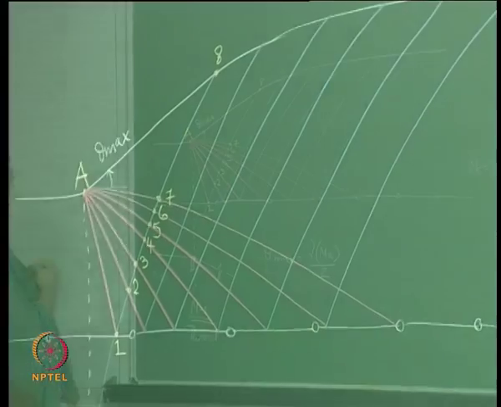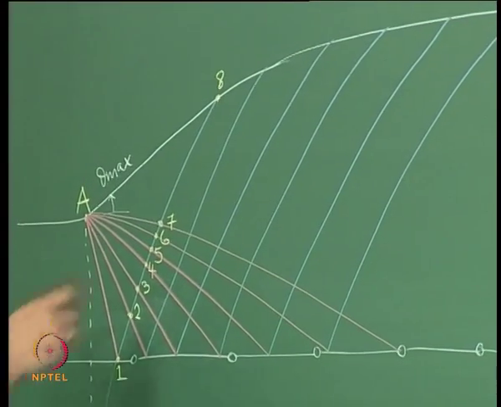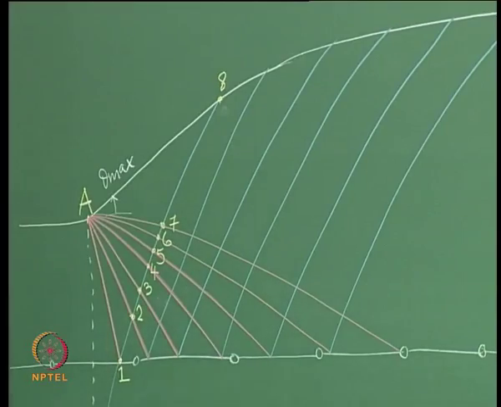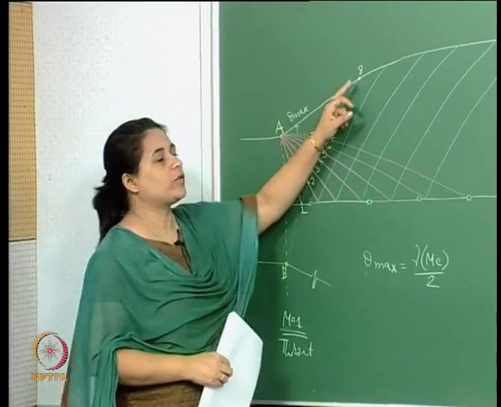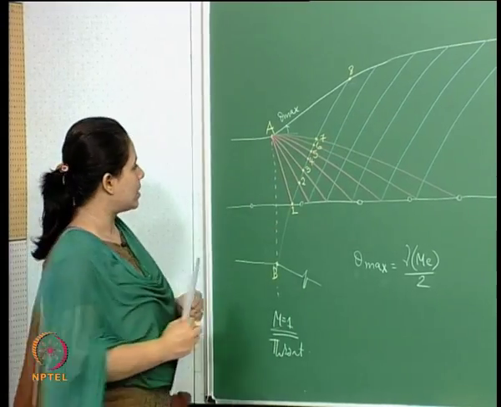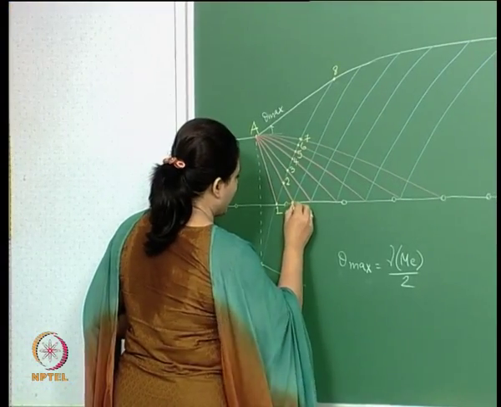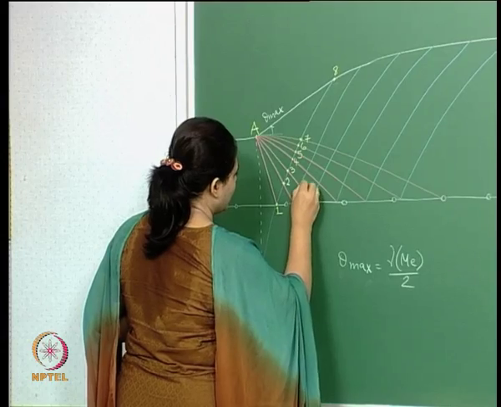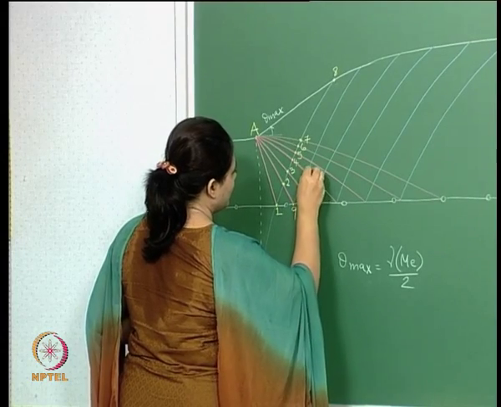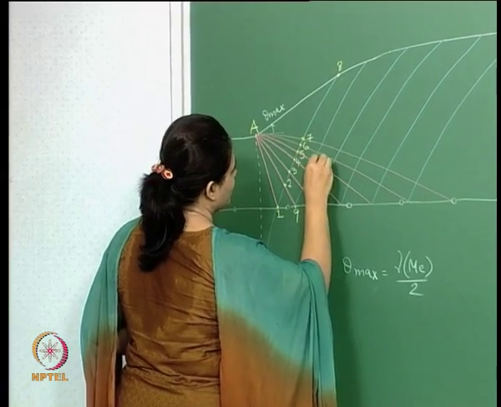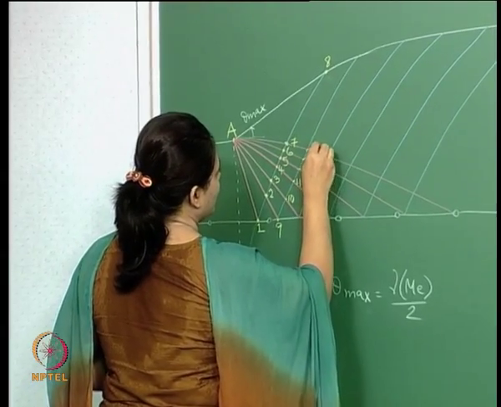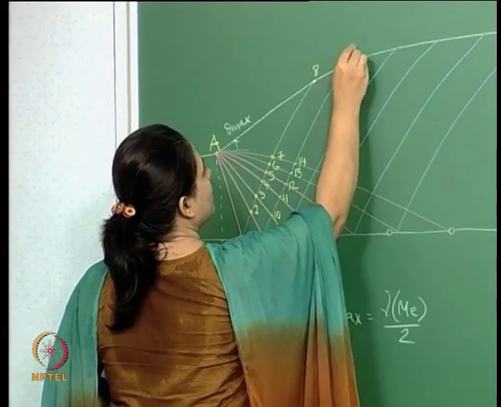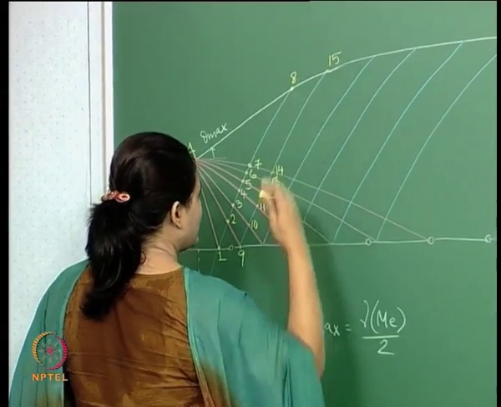Right. Now, just remember at this point of time that we don't know where this point 8 is. We have to find out where this is. Okay, 8, and then again we come back in here, so say 9, 10, 11, 12, 13, 14, 15, and so on and so forth.